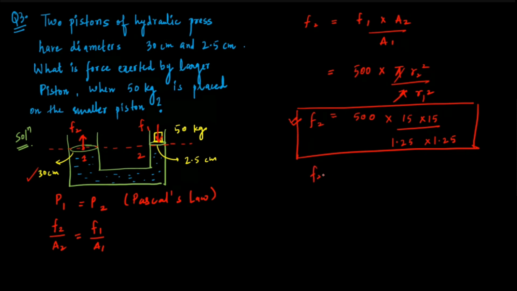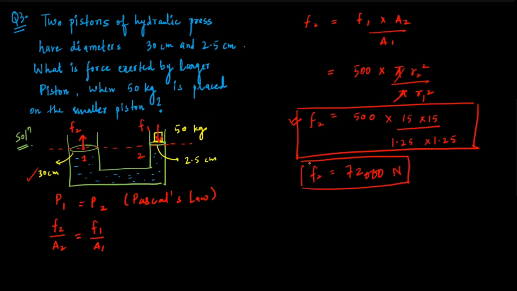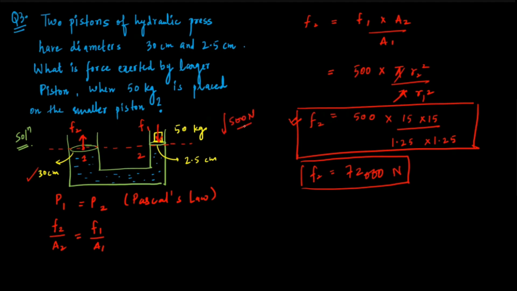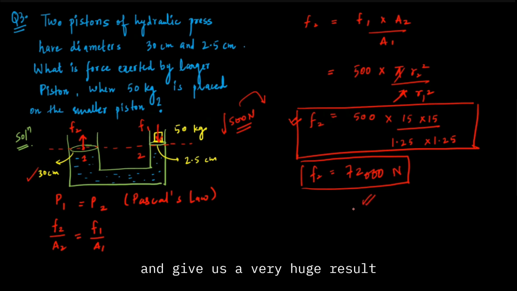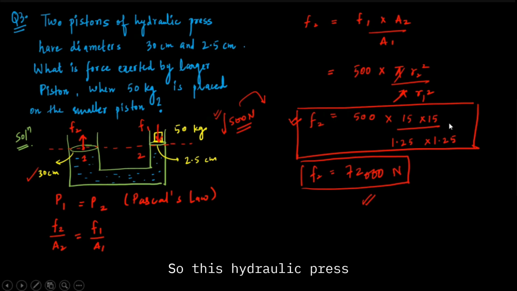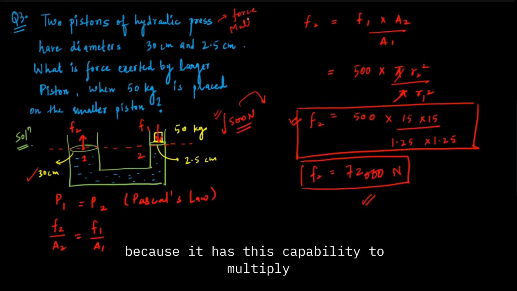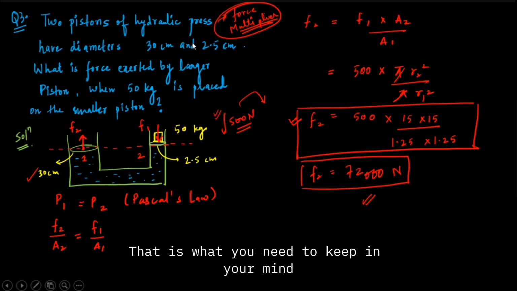Yeah. All right. So what we understand from this particular result is that even by a small force of 500 newtons only, this hydraulic press has the capability to multiply it and give us a very huge result. This is the output, whereas this is the input. 500 newtons is the input, whereas 72,000 is the output. So this hydraulic press or hydraulic lift is also known as a force multiplier because it has this capability to multiply force to a greater extent. That is what you need to keep in your mind.